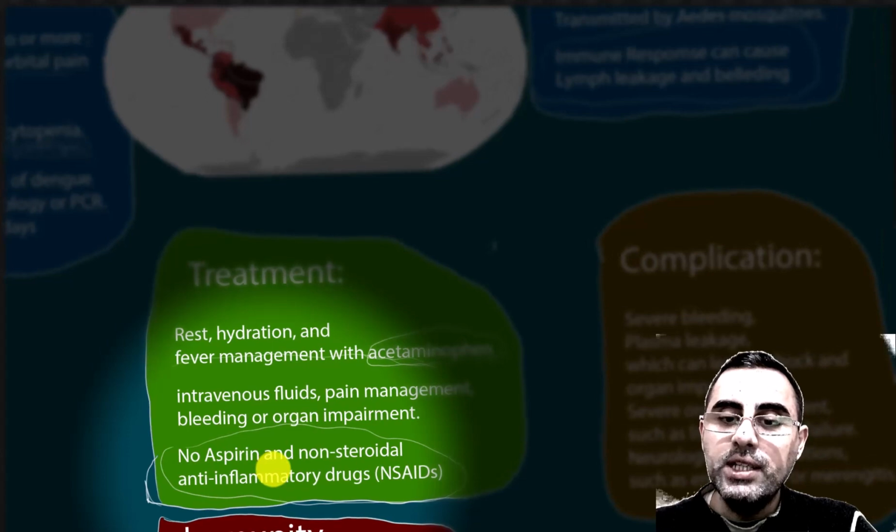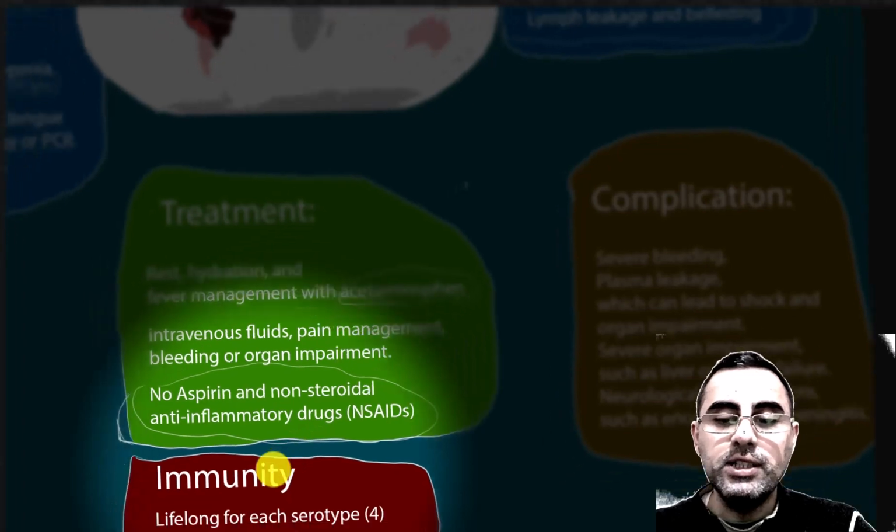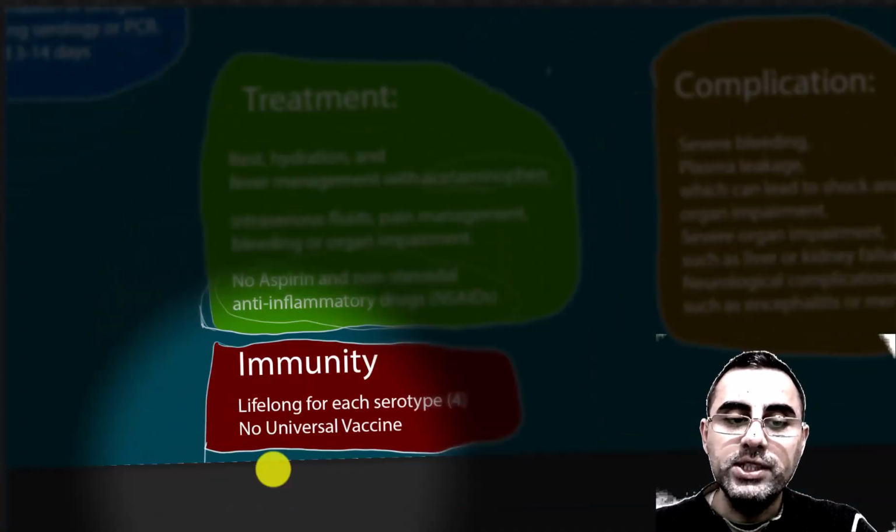Complications can be severe bleeding, plasma leakage, which can lead to shock or severe organ impairment, and neurological complications such as encephalitis and meningitis.